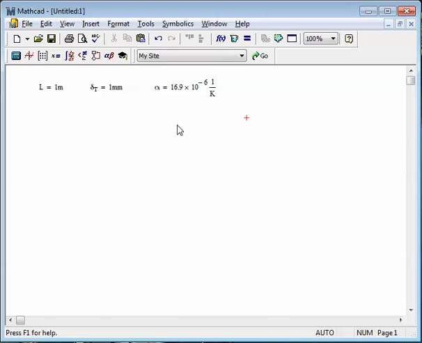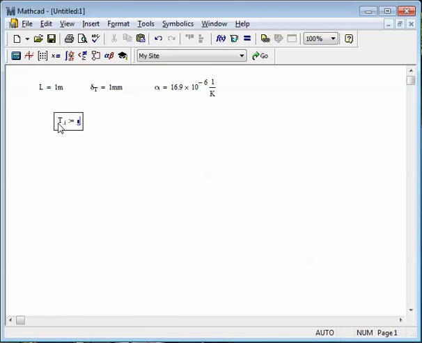So we don't know what delta T will give us this, right? There is some thermal change, some amount of heating that will take my 1 meter bar and make it 1 millimeter longer. I don't know what that change in temperature is. More than that, I want to know what the final temperature is. If the initial temperature, T sub i, is defined as 20 degrees Celsius, this is where it gets a little tricky. Here's how you do it.